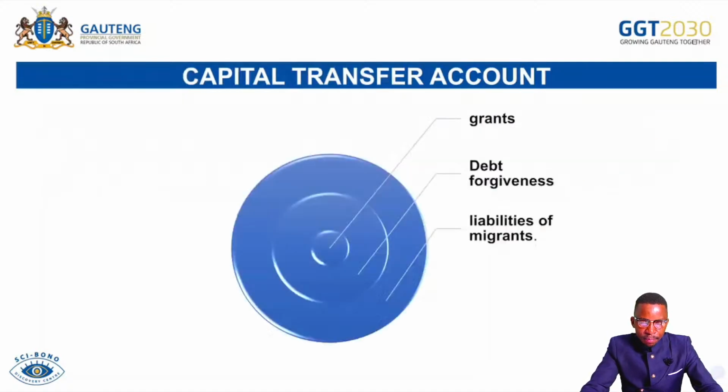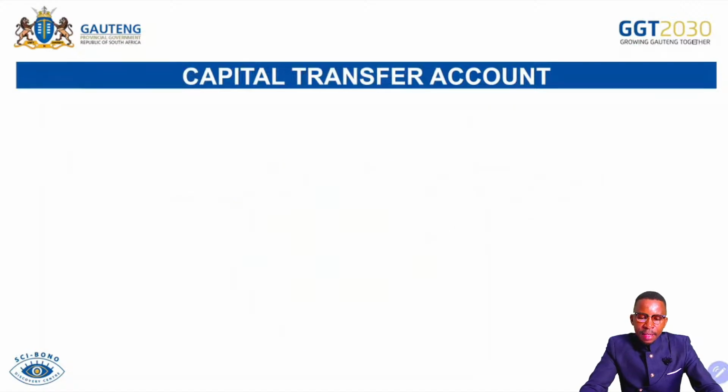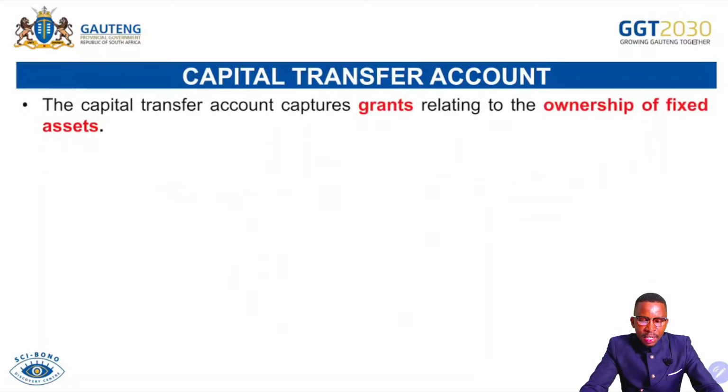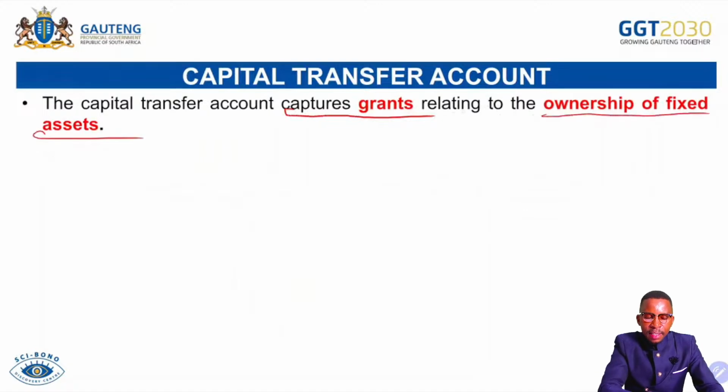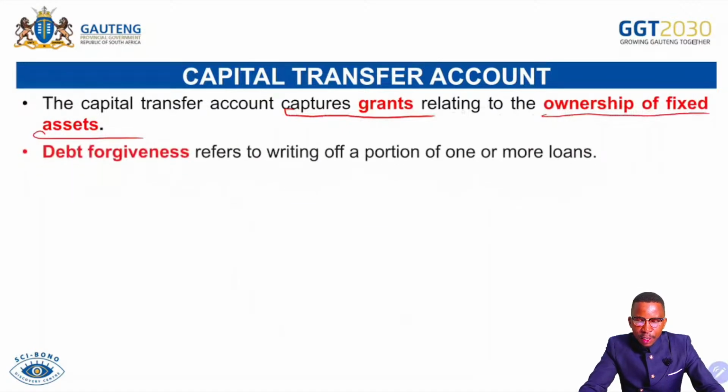And then we move to the capital transfer account, which talks to the grants, debt forgiveness, as well as liabilities by migrants. Then let's check. The capital transfer account captures grants relating to ownership of fixed assets. If one is owning a certain fixed asset and it is transferred to a foreign country, we call that the capital transfer. Debt forgiveness refers to the writing off of a portion of one or more loans.